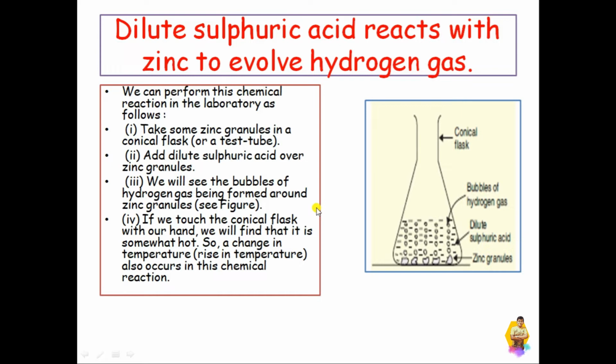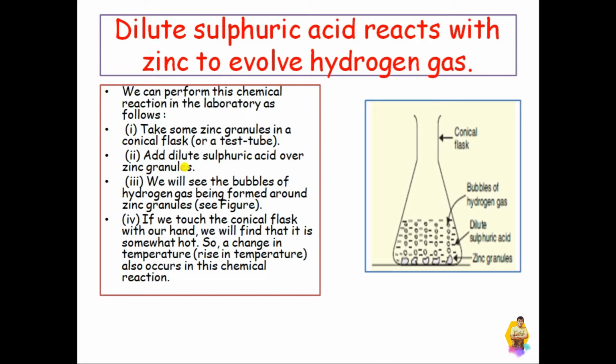So how do we perform this test? We just have to take some zinc granules in a conical flask, or we can also perform this in a test tube. So you have to add some dilute sulfuric acid over these zinc granules. So what we'll see is the bubbles of hydrogen gas being formed around the zinc granules. So just see the figure.